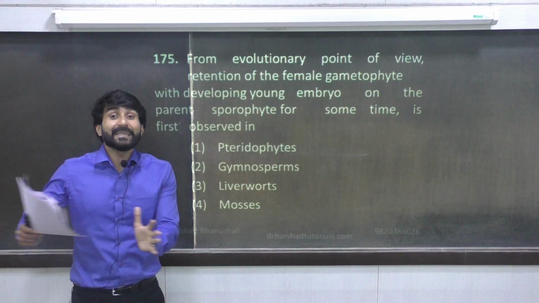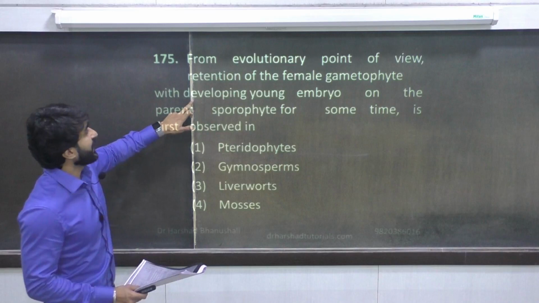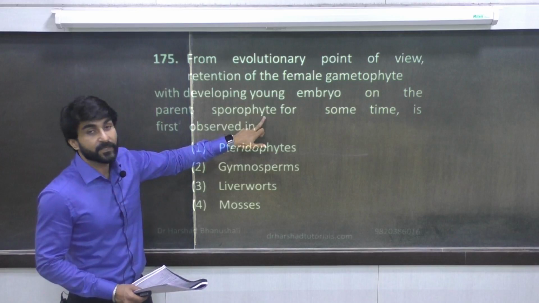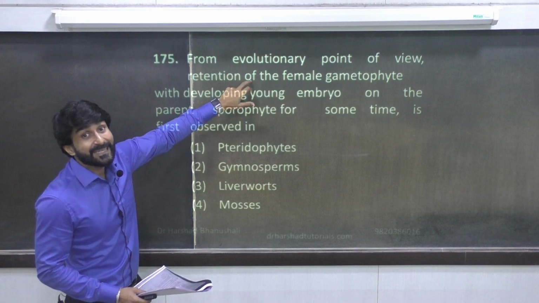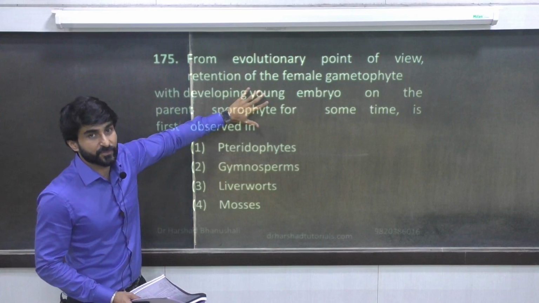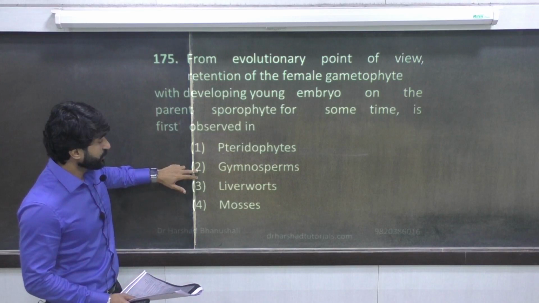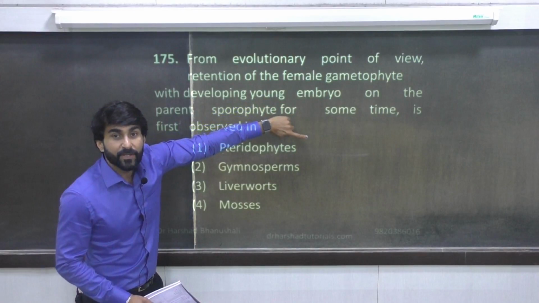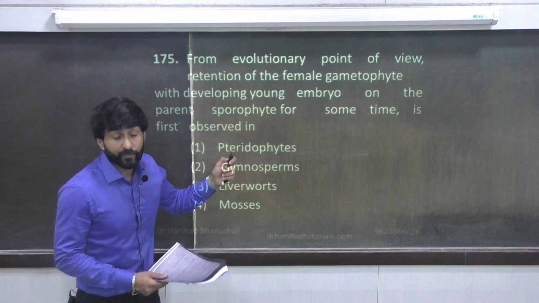Here they say the female gametophyte with the embryo is dependent on the parent sporophyte. That means they are talking of the seed, the embryo within the seed. So they're talking of seed formation, the young seed here. So the answer should be gymnosperms. For question number 175, gametophyte dependent on sporophyte, the answer should be gymnosperms.